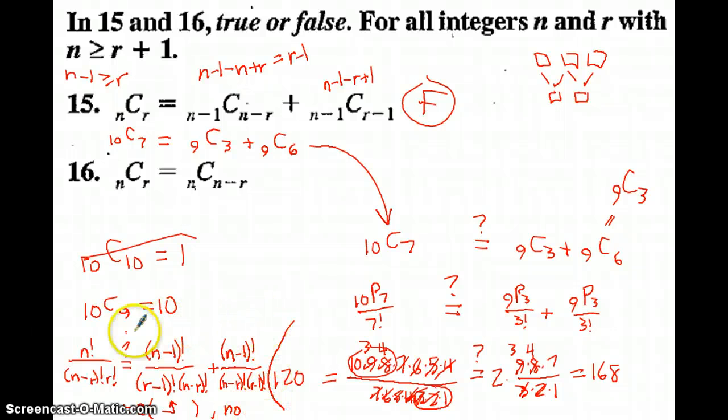I decided to make a little general explanation of why this in general isn't going to work. N minus 1 C n minus r plus n minus 1 C r minus 1 is always going to turn out to be 2 times this first thing. We're always going to have this issue of like 9C3 and 9C6, which is going to be 2 times 9C3, which in general is not going to equal NCR. So the same sort of thing is always going to happen. We have this 2 here times the first one. That doesn't always equal the original one we started with.